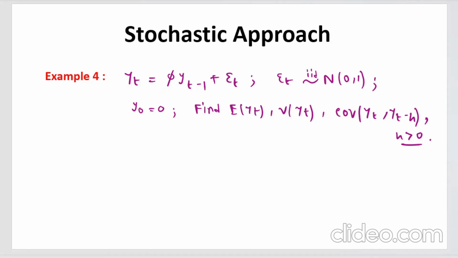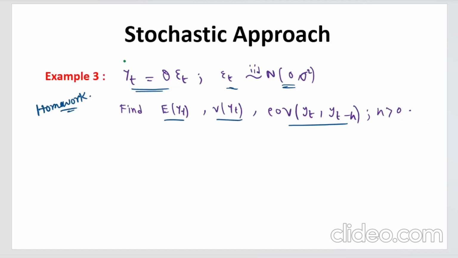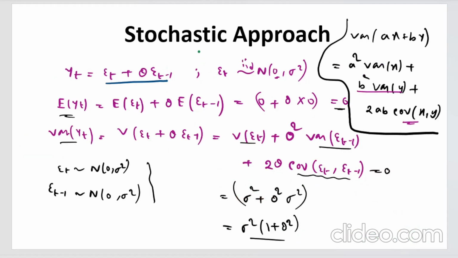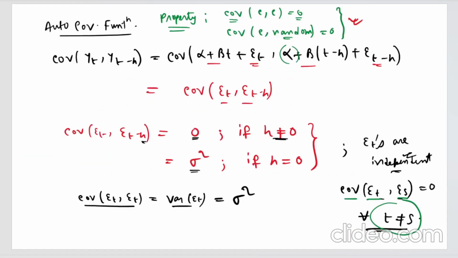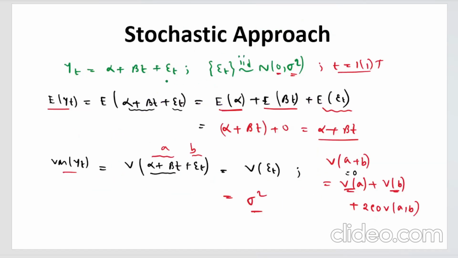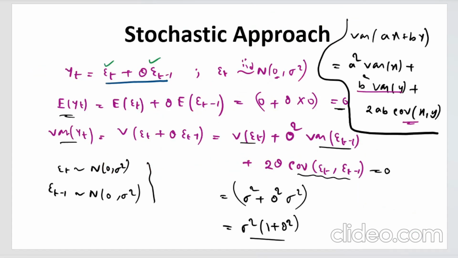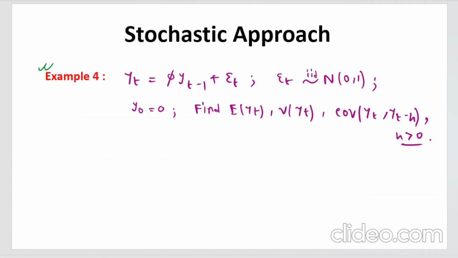Now I have given this question because it is a little different from what we have seen up till now. So let's see, yt is phi yt minus 1 plus epsilon t. As of now, in the questions we did, yt was only a function of epsilon t. Here also yt is a function of epsilon t, and in the first question also, it was a function of t and epsilon t, only epsilon t you can consider.